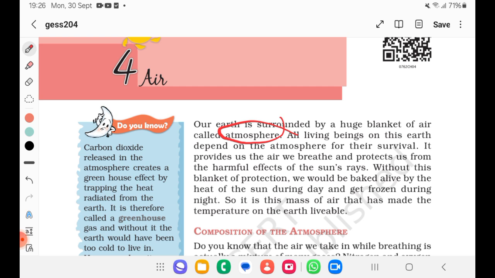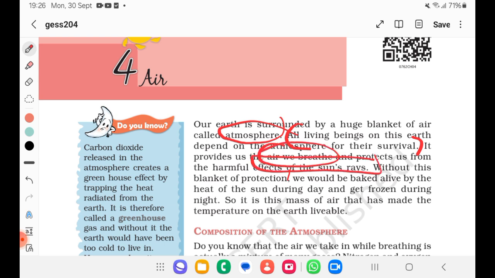All living beings on this earth depend on the atmosphere for their survival. So how they are dependent, we'll see. It provides us the air we breathe and protects us from the harmful effects of the sun's rays. There are two major works here. One is providing breathing air, and one more is protecting from the sun's rays.